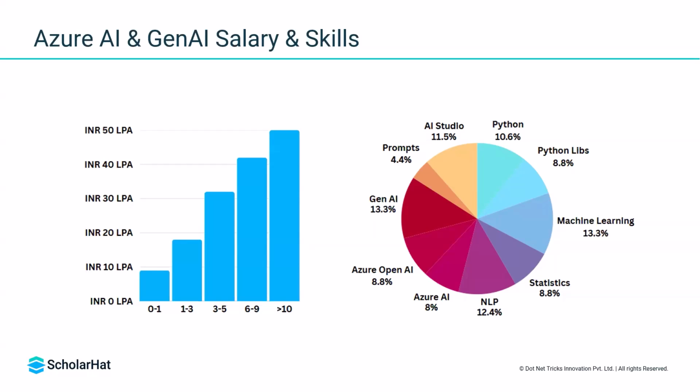Depending upon the experience you have, you will have the salary range as well. For a fresher, the starting salary can be in the range of 8 to 9 lakhs. For an experienced person, it can go beyond 50 lakhs as well. So it depends upon the experience. Simple.